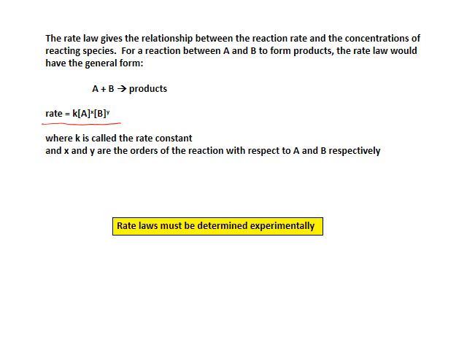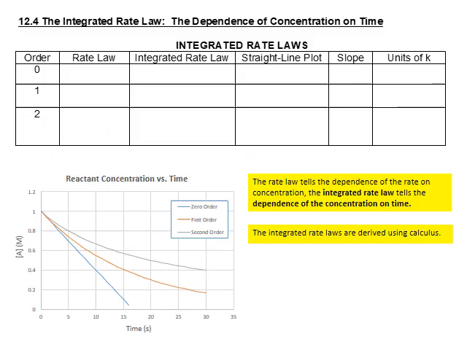Remember also that all rate laws must be determined by experiment. What are integrated rate laws, and how are they different from the rate laws we're talking about? The integrated rate laws are equations that describe how the concentration of a reactant depends on time as the reaction proceeds. There's a separate equation for each reaction order: zero, first, and second. These equations were derived using calculus from the rate laws. The table on this slide will help us organize and summarize what we learn about the integrated rate equations.